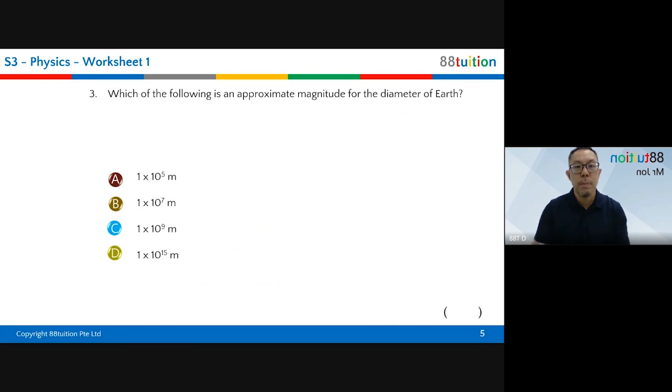Which one of the following is the approximate magnitude for the diameter of Earth? This question is very popular. So the radius is 10 power 6. Diameter usually is 2 times the radius. So it's likely going to be 10 power 7. Therefore, answer is B. This one, try to memorize. Okay, clear?